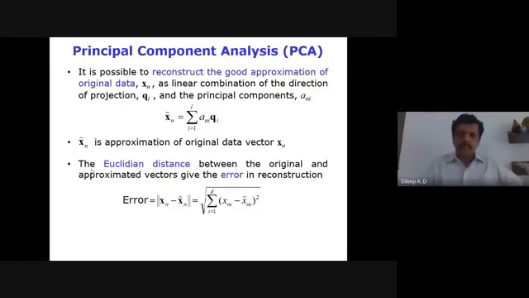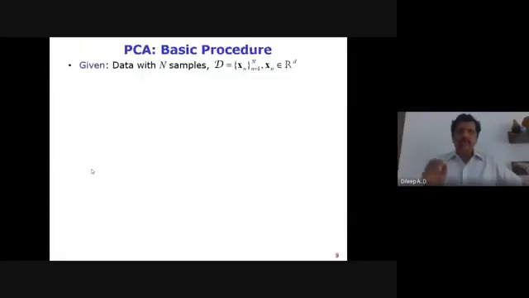Okay. Is it clear? So with this, let us try to address those two questions. How do you identify which are the orthonormal vectors for the projection? And then how do you decide which L directions to consider? These are the two things to be answered. So that is what we try to see with respect to the basic procedure for this PCA.